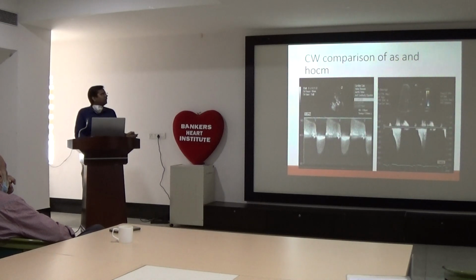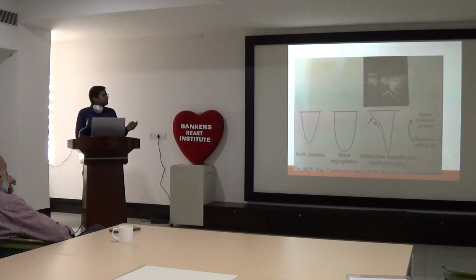Continuous wave comparison of aortic stenosis and HCM. The shape of the wave is more important in this. The wave of aortic stenosis will be like without any depression or mid peaking in the systole. But in HOCM it will be a late peaking wave. We can compare because in the same patient we could have aortic stenosis, we could have a mitral regurgitation wave also, and the HOCM wave also. So the HOCM wave will be late peaking, and the aortic stenosis will be peaking in the mid systole.